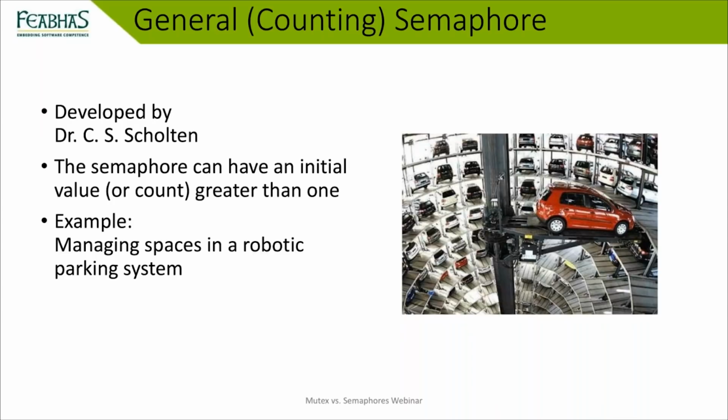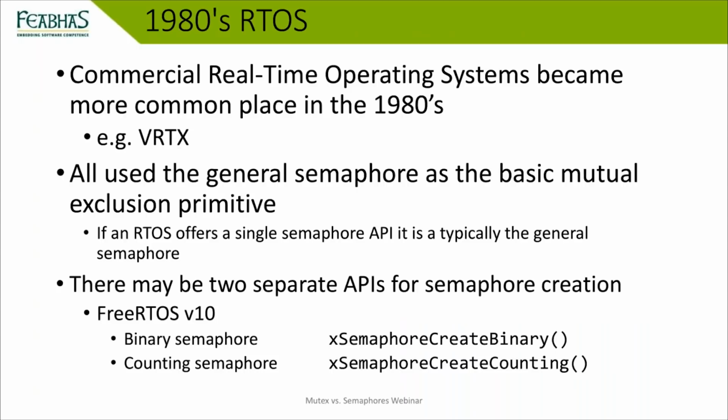Now, the first time we saw these outside of general purpose operating systems like Unix came in the 1980s, when we started to see the first commercial real-time operating systems. There were a number around. I was lucky enough to work with Vertex at that time. There were things like PSOS in the early 1980s. At that time, they tended to use the general semaphore for basic mutual exclusion. Some operating systems offer both the general and a binary.